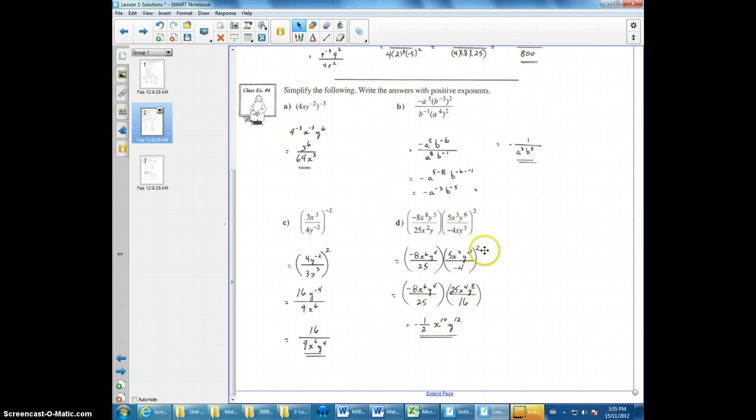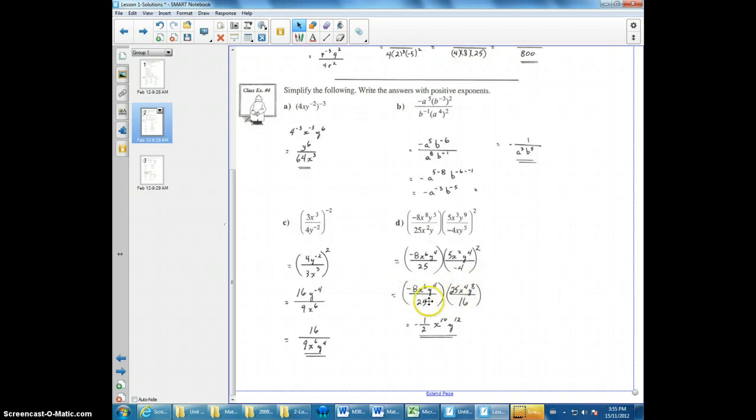Now we have to deal with the squared. The squared will square everything. 5 squared is 25. Negative 4 squared is positive 16. X squared squared, well, 2 times 2 is 4. And y to the power of 4 squared is y to the power of 8, since 4 times 2 is 8.